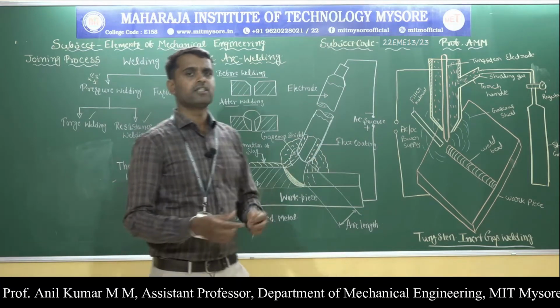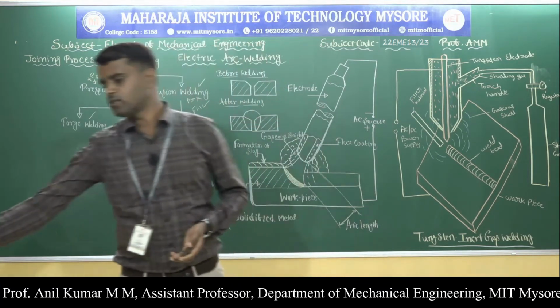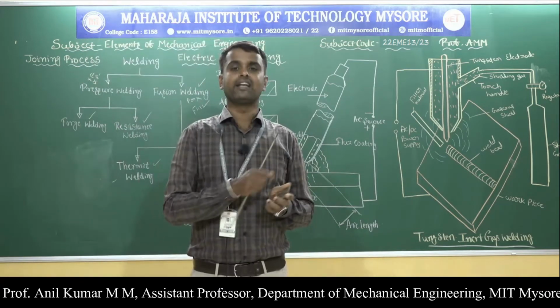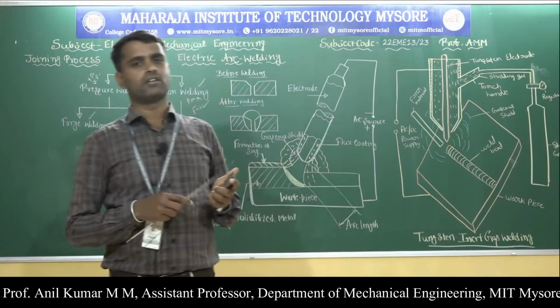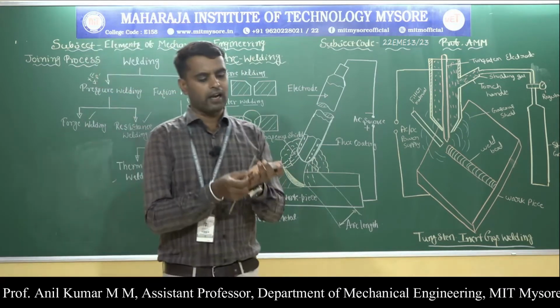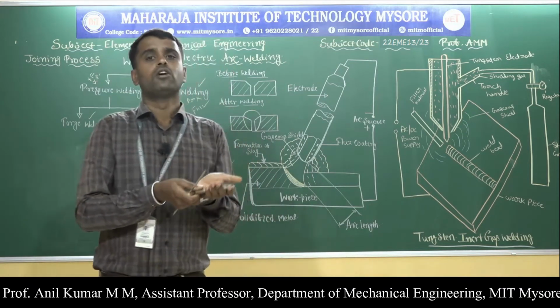Initially, we have to take the two metal pieces which are going to be joined and clean them. Remove the dust particles, grease, or whatever impurities are present on the surface, and position them with a suitable gap.